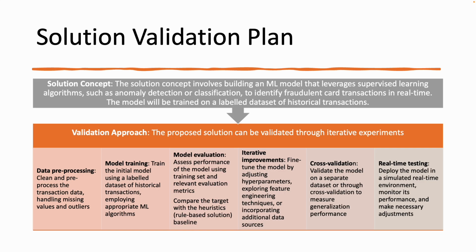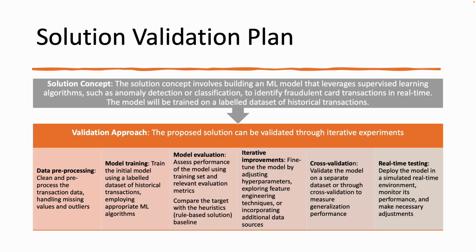And from the validation approach standpoint, we'll be definitely running this entire validation through iterative experiments. Let's look into the various validation stages here. The first one being the pre-processing of the data, where we want to clean and pre-process the transaction data, handle missing values or outliers. We want to train the model using a labeled data set of historical transactions.